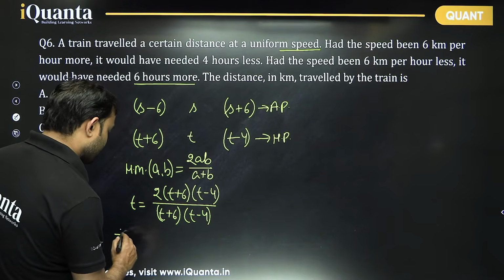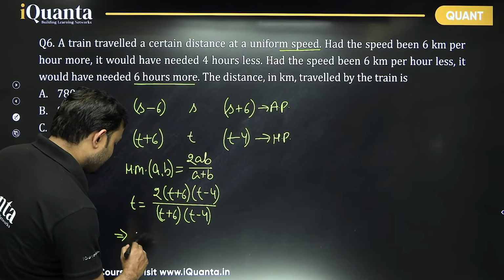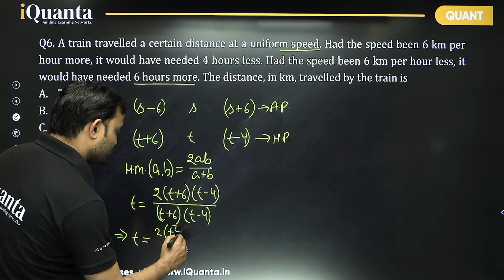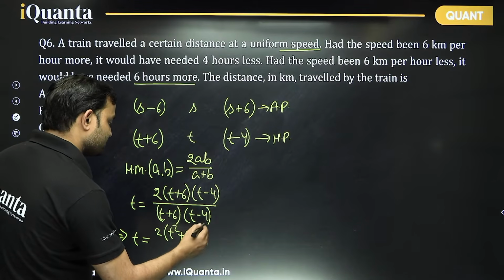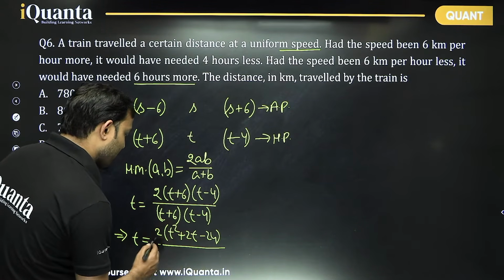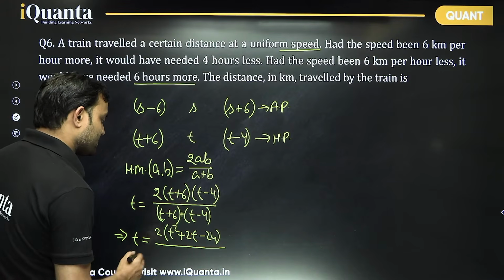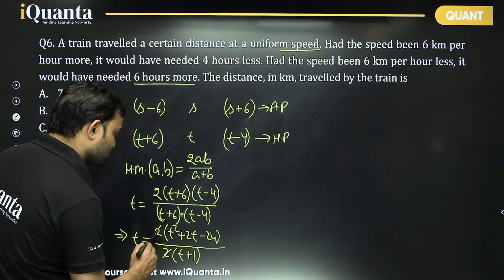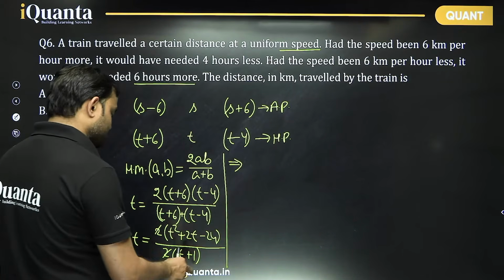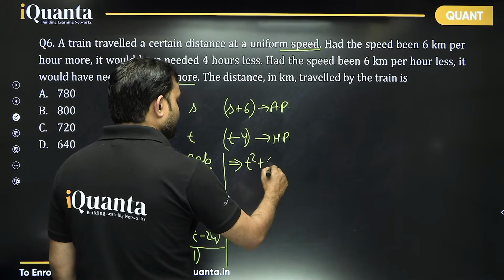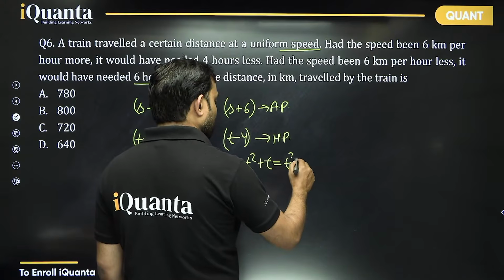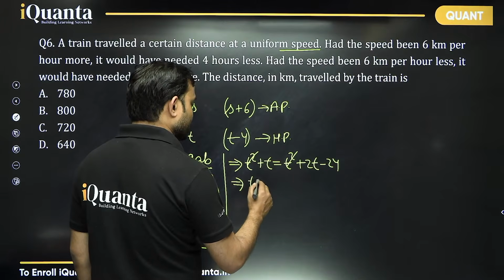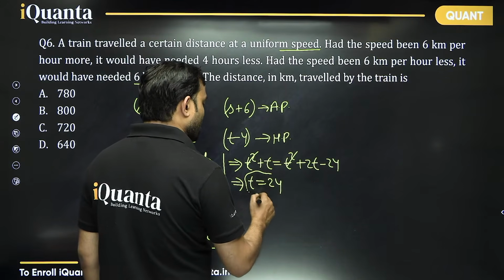So from there, what we can say is that t into t is equal to 2 into, this will be t square plus 2t minus 24 divided by, this will be the sum, right? So this will be 2t plus 2 or 2 into t plus 1. So this 2 cancelled out, or we can say cross multiplying, t square plus t is equal to t square plus 2t minus 24, or t square cancelled out, we can say t is equal to 24. So we got the value of t, right?